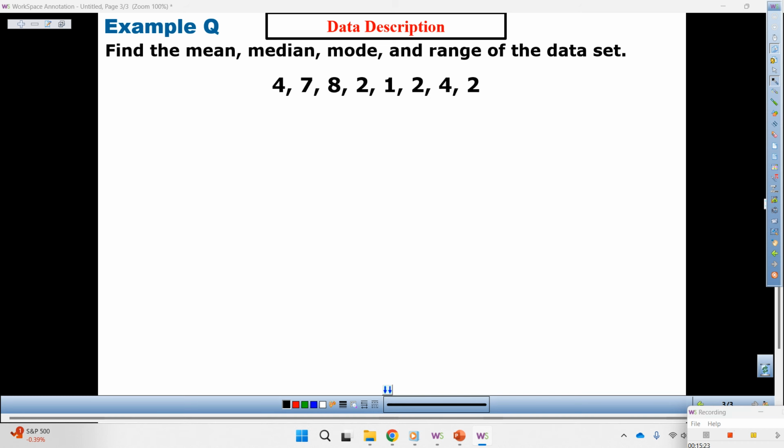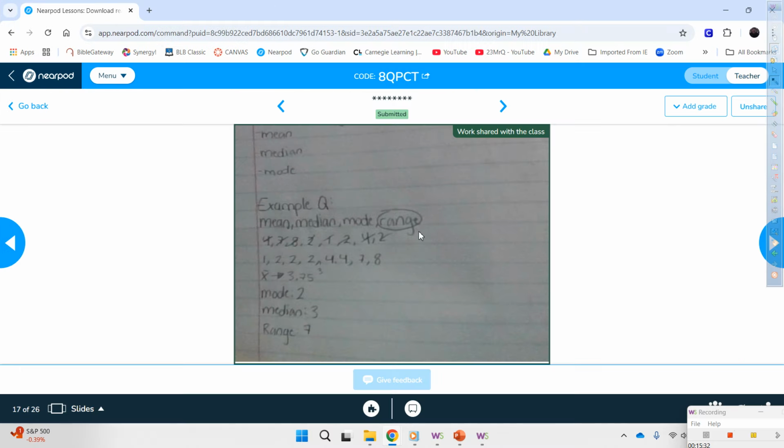All right, here goes one from one of your colleagues on your screen. Let me show this over here as well. There it is. I see that the mean is 3.75, mode is 2, median 3, and range 7. Hands if you got that. From 1 to 5, how are you with measures of central tendency? Yeah, we got this, right?